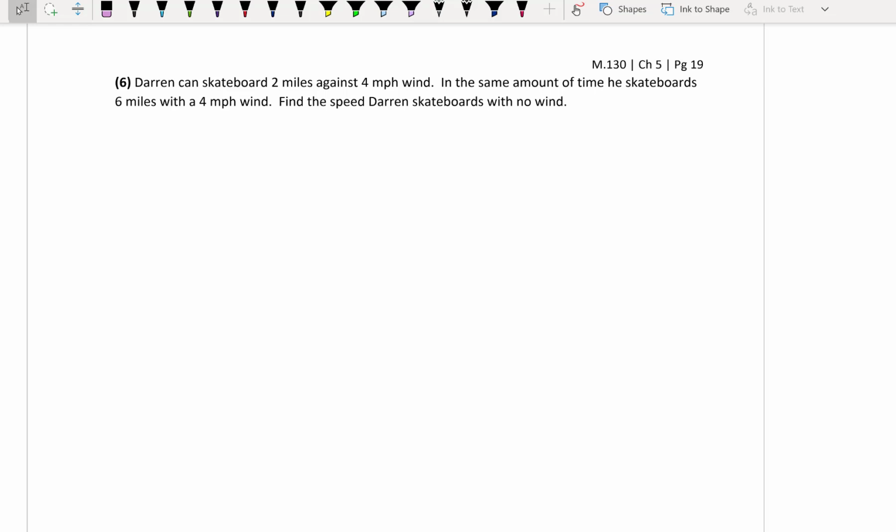So here we go. Darren can skateboard 2 miles against a 4 miles per hour wind. In the same amount of time, he skateboards 6 miles with a 4 mile per hour wind. Find the speed Darren skateboards with no wind. So this type of problem is definitely going to be a distance equals rate times time problem.